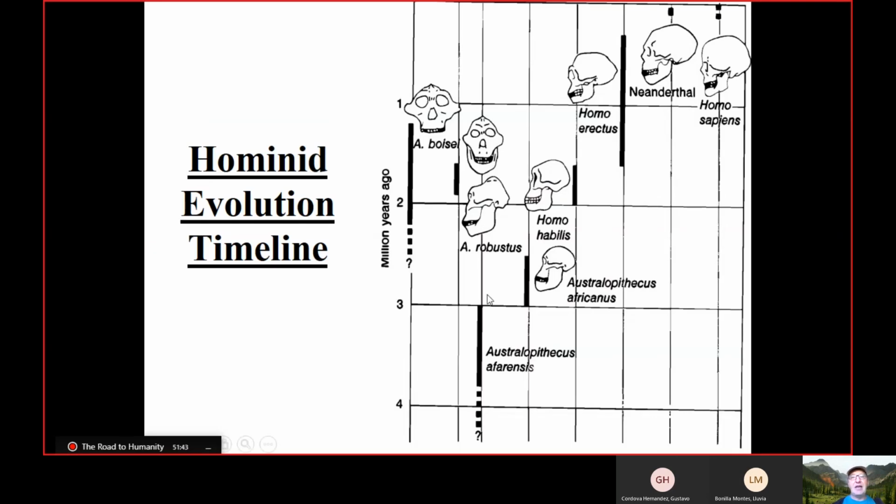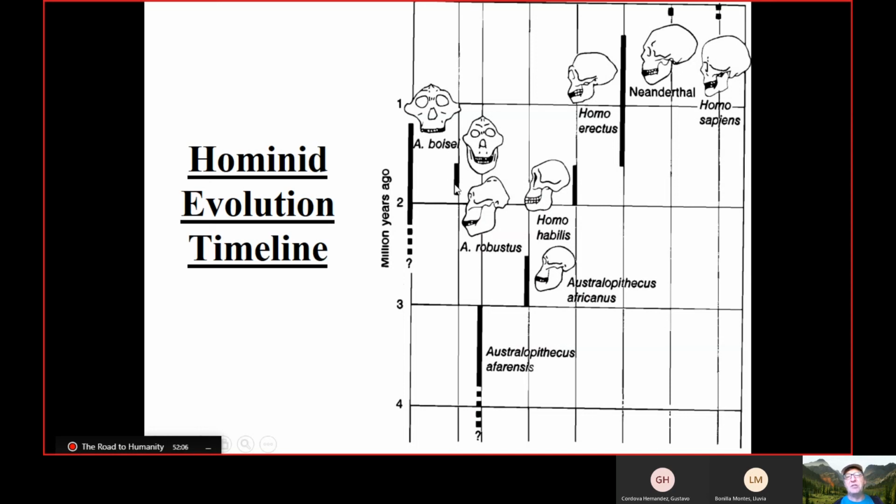Here's a timeline of the evolution of the hominids going back to Australopithecus. So basically, if it's a dark bar, it's showing the time period that it lived. Where the bar stops is where it went extinct. Where the bar starts is where it first evolved. And then you can see sometimes we're not sure when it first evolved.